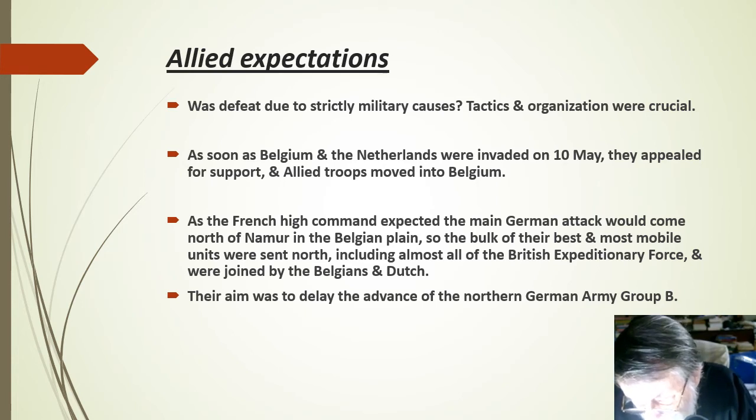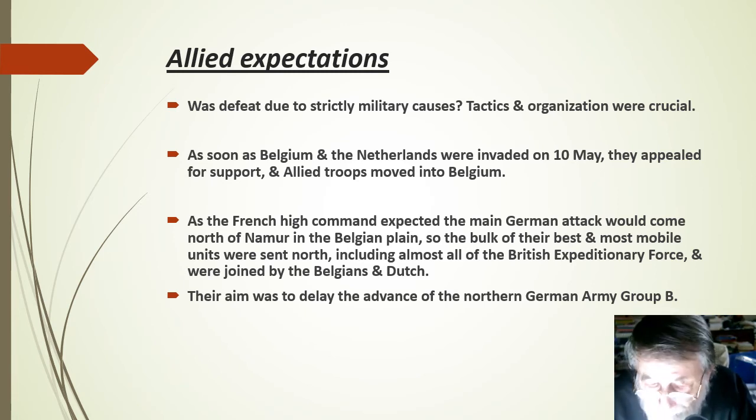As soon as Belgium and the Netherlands were invaded on the 10th of May, they appealed for support from the French and British, and Allied troops then moved into Belgium. As the French High Command expected the main German attack to come north of Namur, in the Belgian plains, the bulk and best of the French mobile units were sent north, along with most of the British Expeditionary Force and the Belgians and Dutch. Their aim was to delay the German advance of Army Group B, which was the German army group in the north.